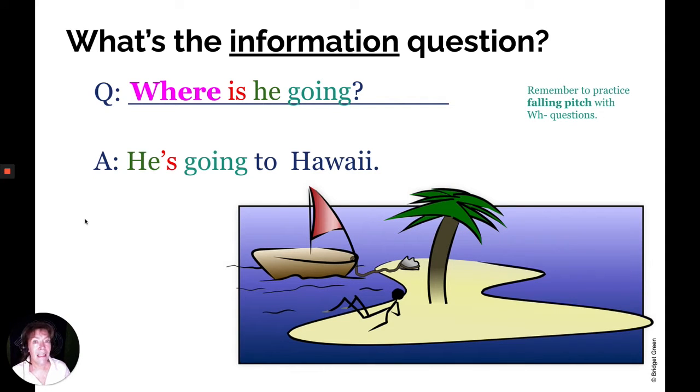Remember to practice that falling pitch with WH questions. So, where is he going? Notice that you go down on the WH questions. Where is he going? Okay. Where is he going? Good. Answer? He's going to Hawaii.